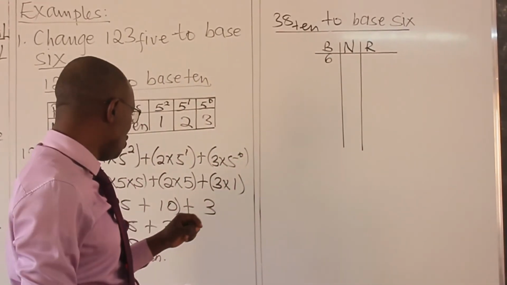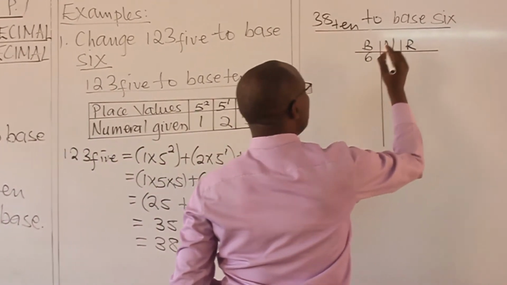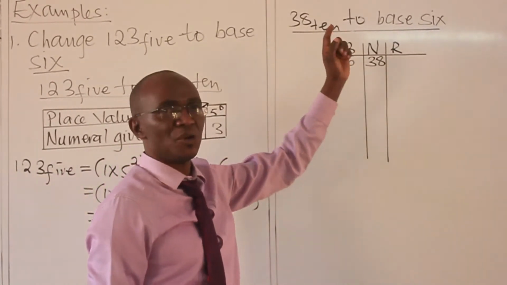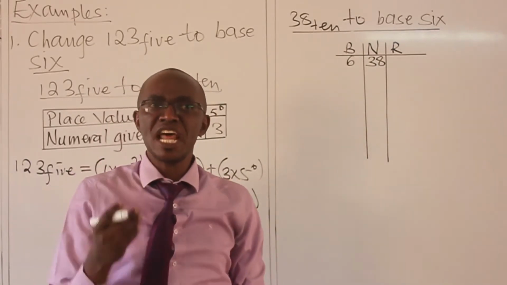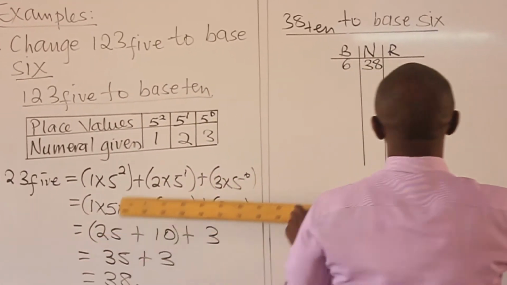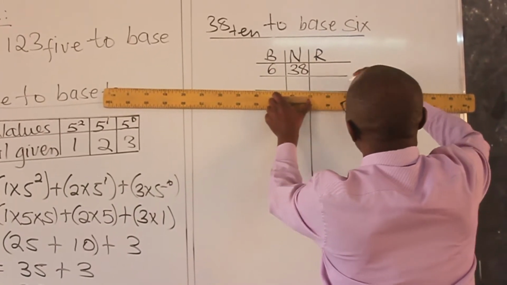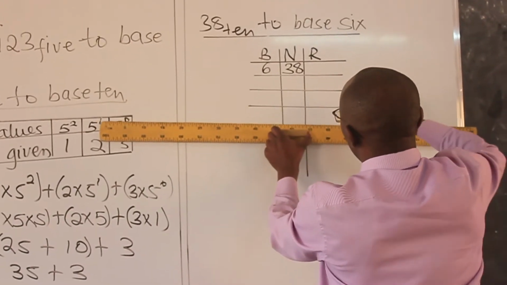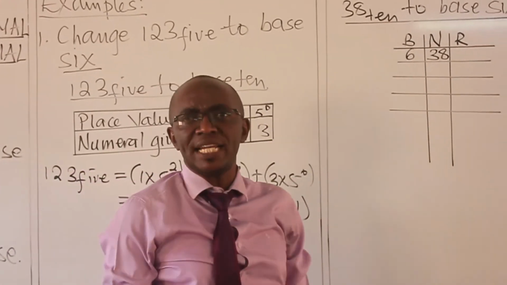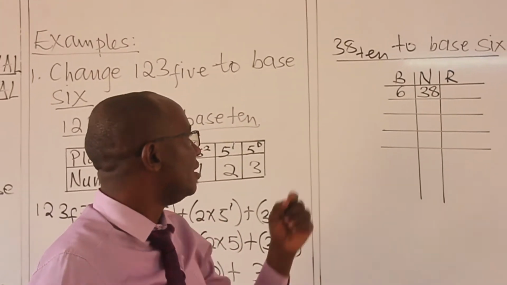And the number, the numerator in base 10, is 38. So we write 38 here. Then R stands for the remainders we get. I repeat, B stands for the required base, N stands for the number or numerator in base 10, and R stands for the remainders. So we are now going to divide. At this level of primary 7, you should be knowing these tables. So we are going to divide. 6 into 38, around how many times? Table 6. 6 into 38, around how many times? That is around 6 times.